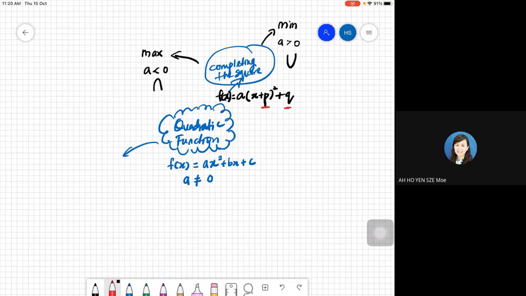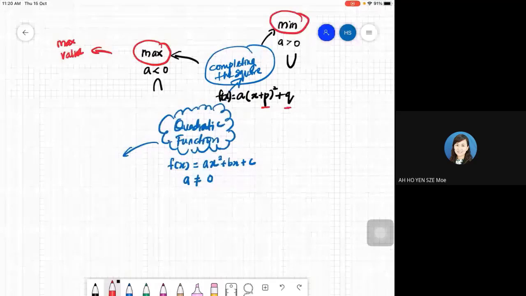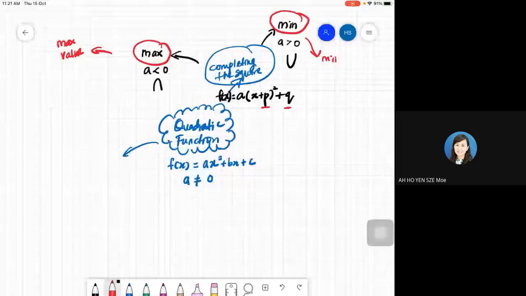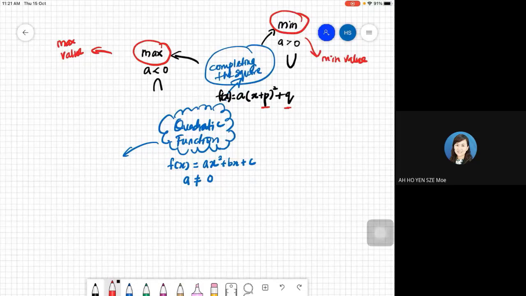Both are the same thing for maximum and minimum. We can determine after we do the completing the square, this is the maximum value, and here is the minimum value. So what is your minimum value? Your minimum value is the q. Your q is the minimum value.